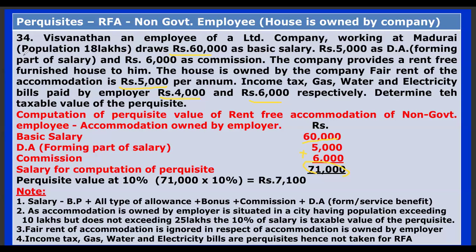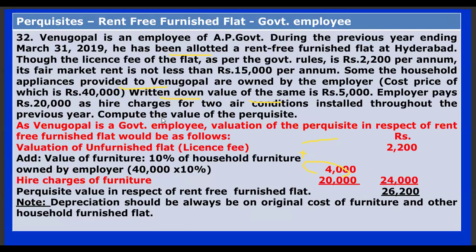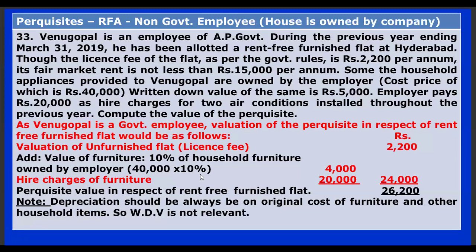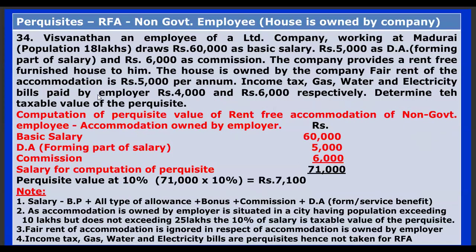Let me show you the provision again. If the accommodation is owned by the employer and the population is between 10 to 25 lakhs, now the population is 18 lakhs, so it is 10% of salary if the accommodation price is not given. Here the price of accommodation is given as 5,000 per annum. So we calculate directly based on 10% since his population is 18 lakhs.